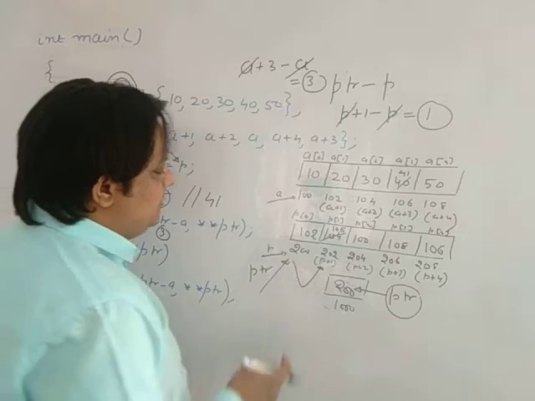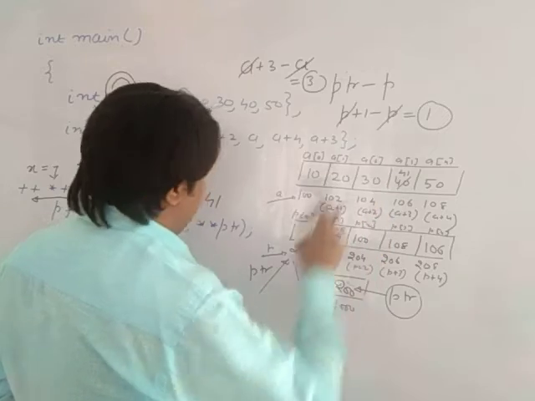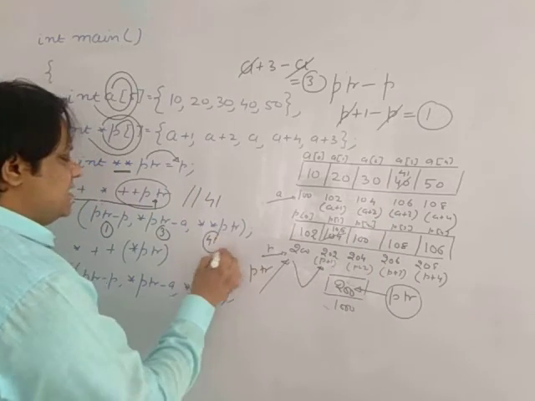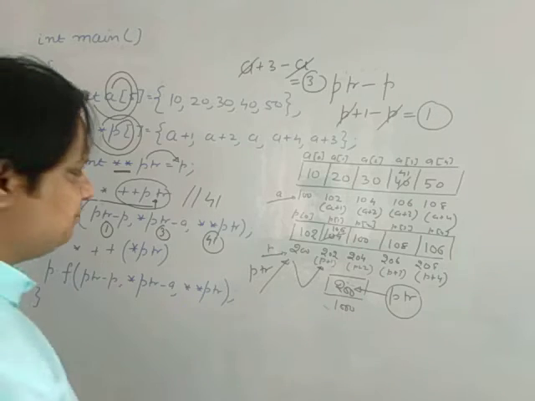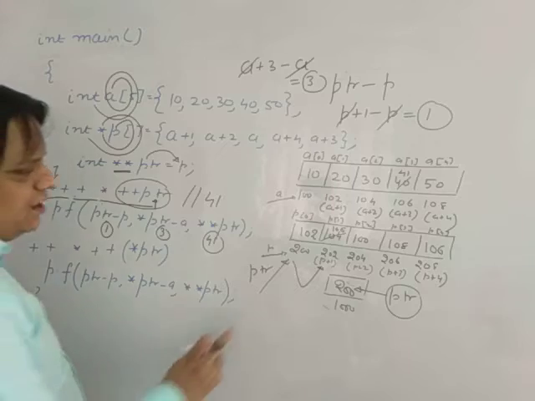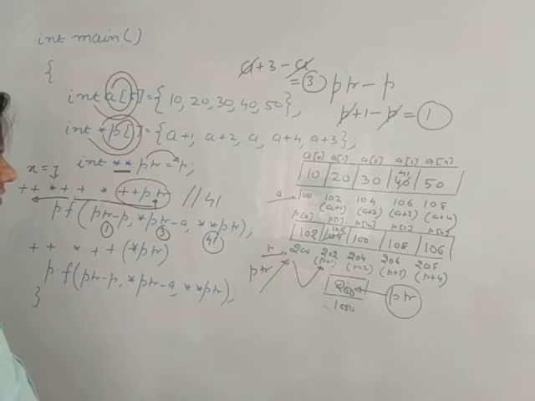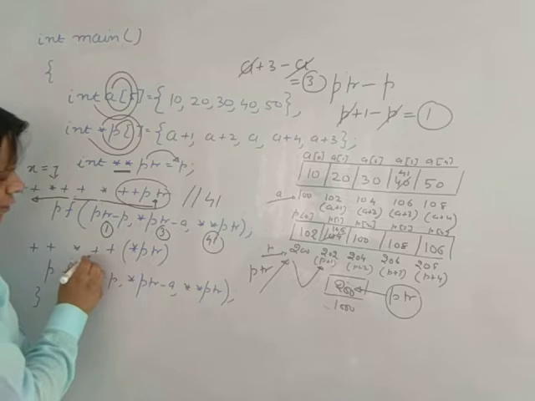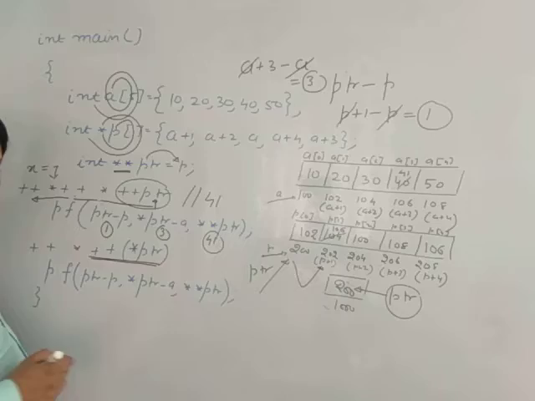And now star ptr is pointing at 202. Star of 202 is 106, and star of 106 is 41. So the answer of first printf is 1, 3 and 41. Fine guys. Now moving on to the second expression, it is saying star ptr plus plus. Your ptr is pointing at 202 only. You are not incrementing the pointer, but what you are doing here, you are incrementing the value of the pointer.